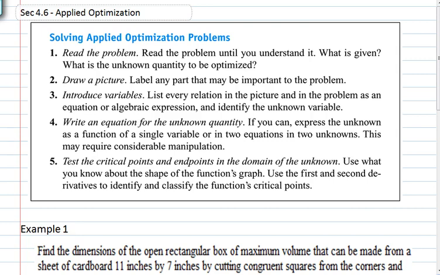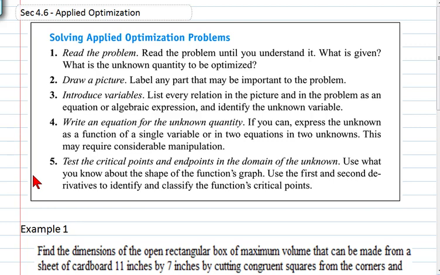Okay, section 4.6 is applied optimization. These are optimization problems. They're word problems. These are the steps you want to refer back to whenever you're solving these problems. Please make sure you read the problem carefully. Draw a picture, introduce your variables, write an equation, test critical points.